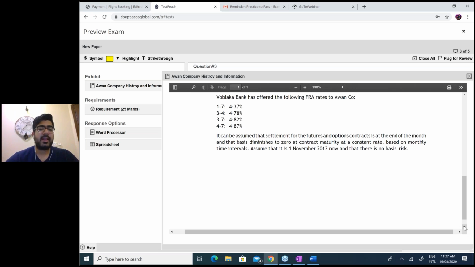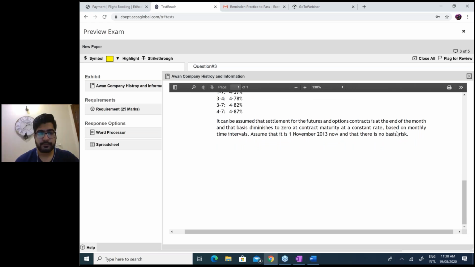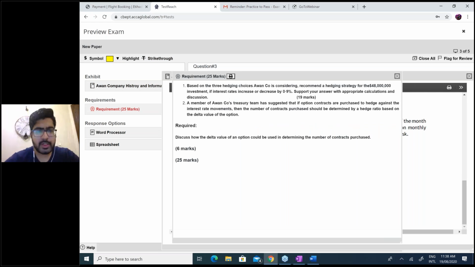Then it can be assumed that settlement for futures and options contracts is at the end of the month, and that basis diminishes to 0 at contract maturity at a constant rate based on monthly intervals. Assume it is 1st November 2013. Now there is no basis risk. So that ends the question. Requirement.